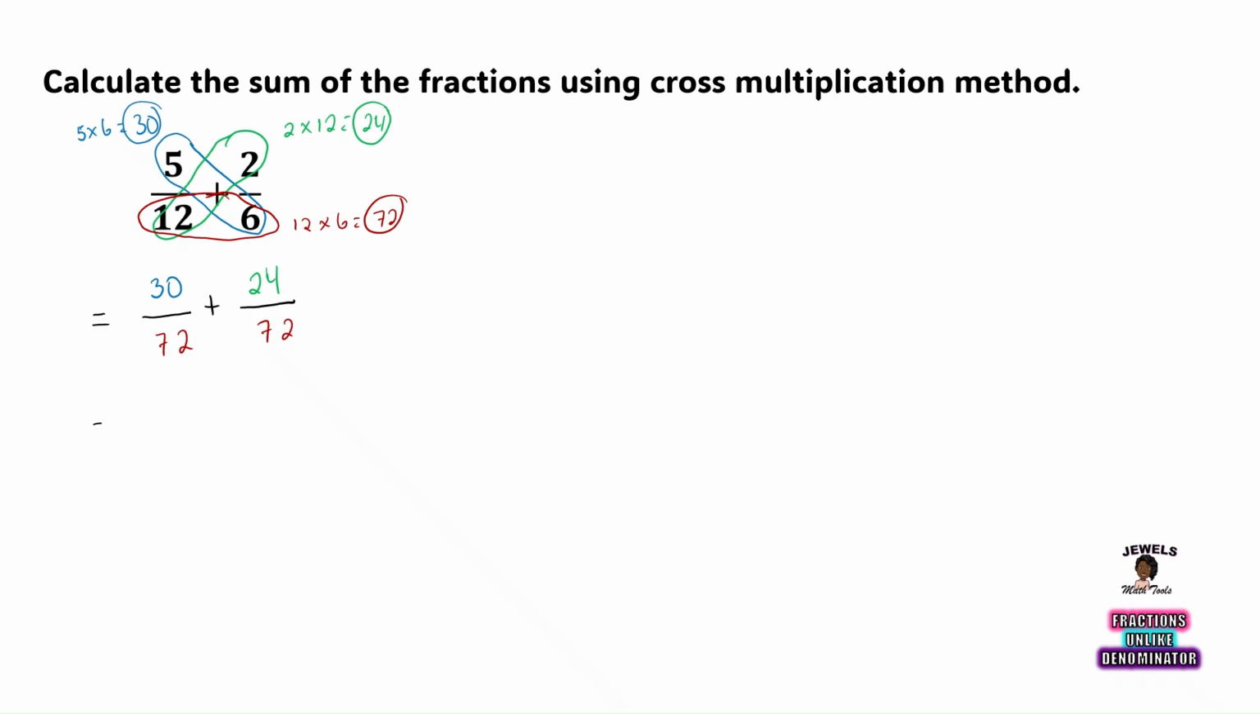Now at this step, since our denominators are the same, we're going to be doing the same thing that we did in the previous two videos, where our denominator stays the same and we add our numerators together. So we are going to be adding 30 plus 24, which will equal 54/72.